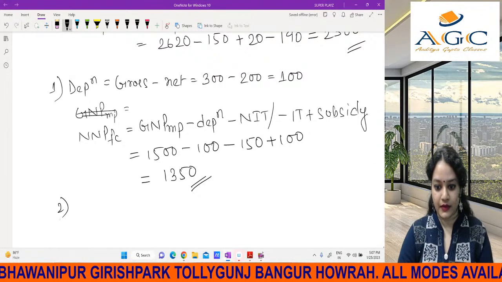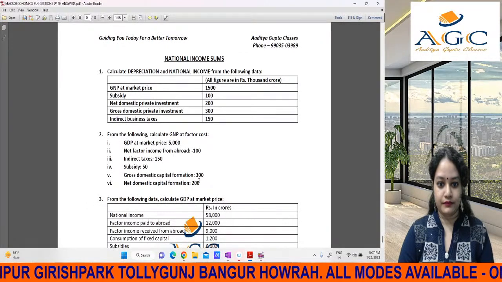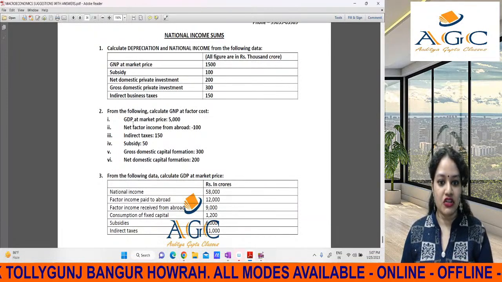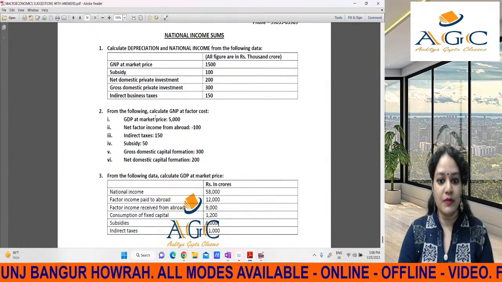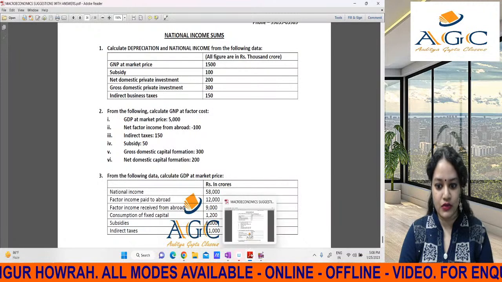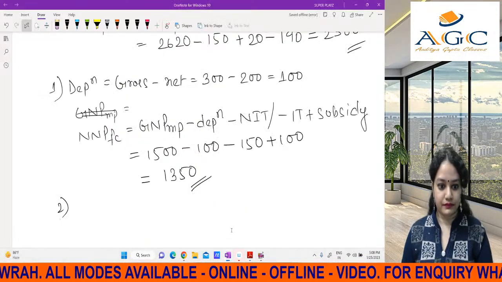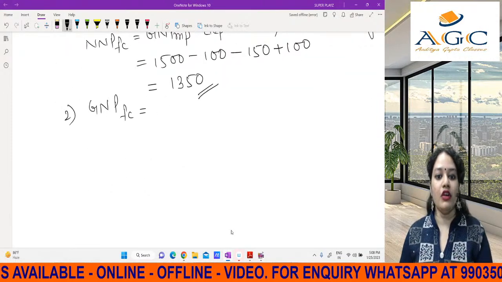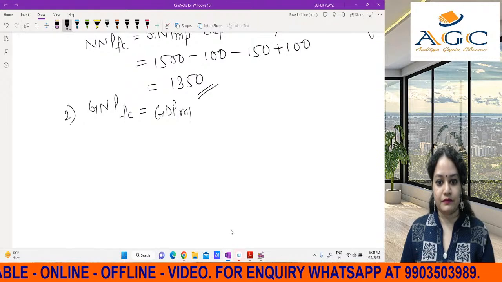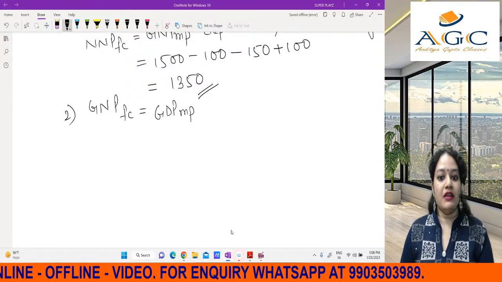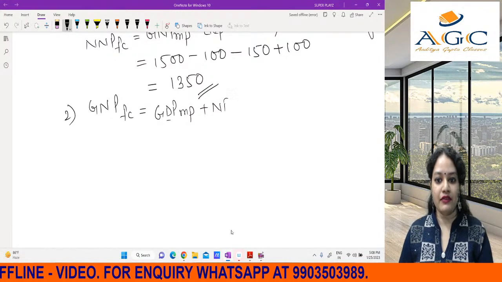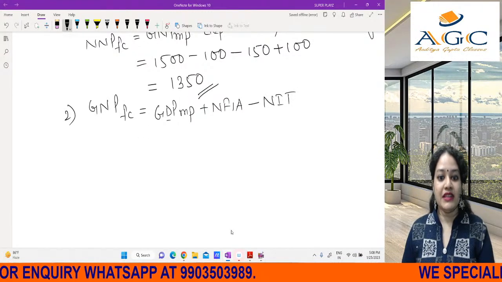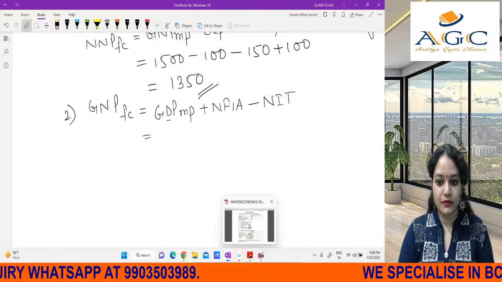Then number 2. From the following, calculate GNP at factor cost. And what do we have been given? GDP at MP, right? So if we are given GDP MP and we have to take it to our GNP FC, we can do that. GNP FC, and what have we been given? GDP MP, right? So both are given in gross, but this one is given in domestic and you have to take it to national. So NFIA, and from MP to FC minus NIT. The same way you have to do all the sums. You just need a bit of practice.